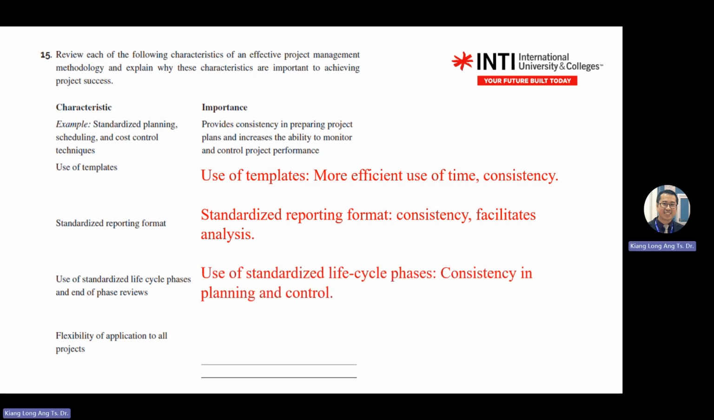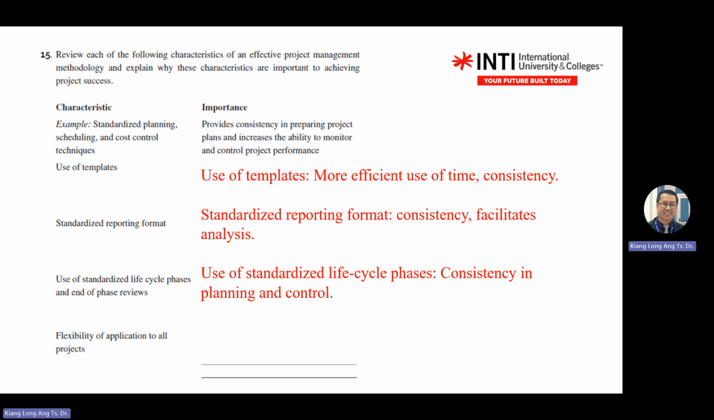Life cycles, you standardize the life cycle. Again, you keep repeating, you see the word consistency here. If the question asks you about methodology, the characteristics of effective project methodologies and why it's important, if you use the word consistency, you're about there. It means the answer is correct.